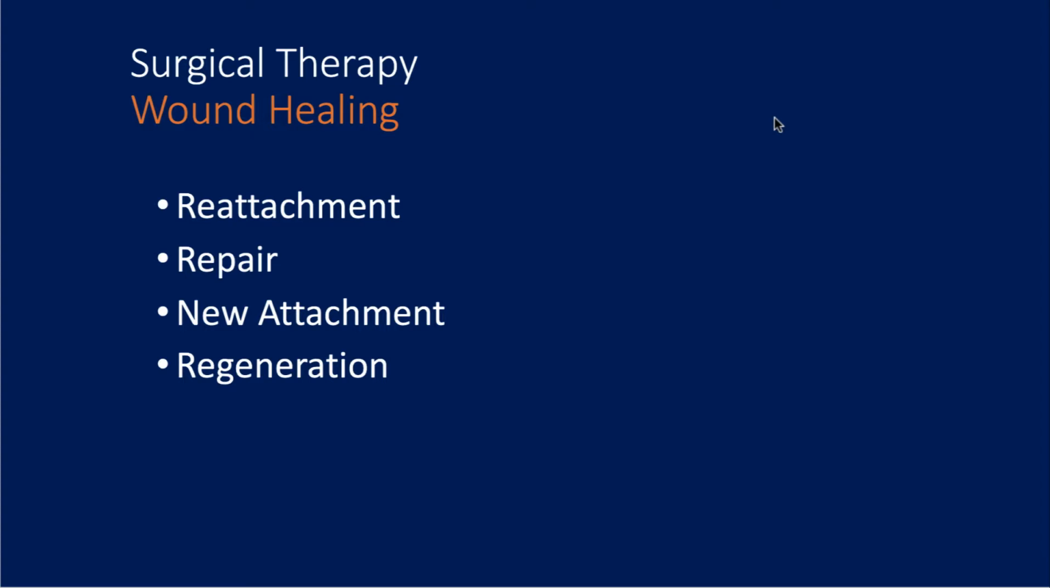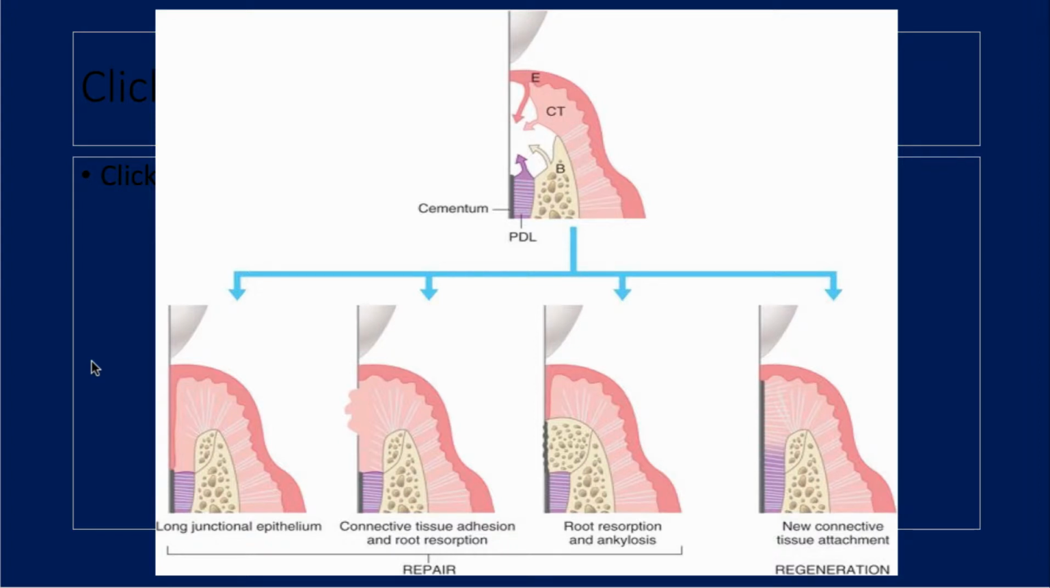Our third objective is to promote wound healing. Wound healing can take on 4 different aspects. It could be either reattachment, repair, new attachment, or regeneration. The diagram that you see at the top shows the 4 different types of tissue compartments that can populate a wound. You can see we have epithelium, connective tissue, bone, and the periodontal ligament. Below this, you can see that the end result of the process is based upon the therapy you select.